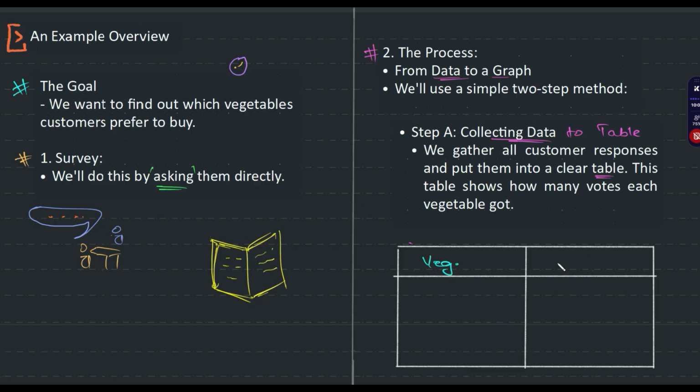You have the vegetable and the count. How many people are asking for it? Count of people. Say vegetable X, 10 people want it. Vegetable Y, three people told us they would prefer this. Actually, it won't be this small. It will be like 300, or say 1000 or something like that. We'll put them in a table.